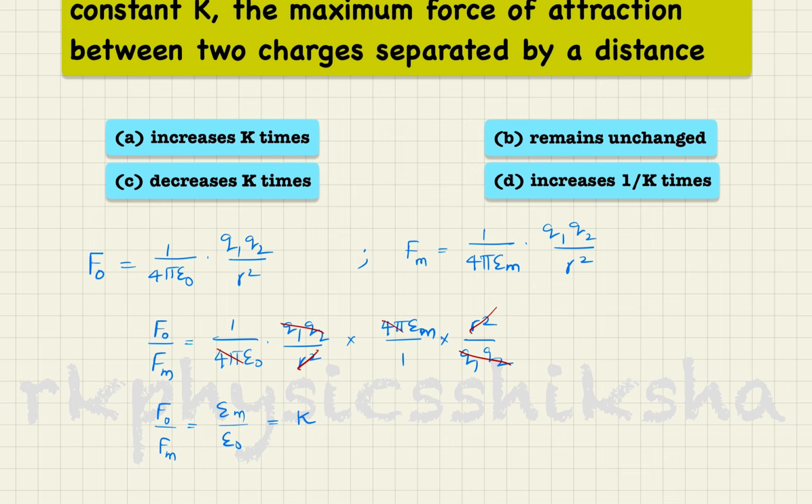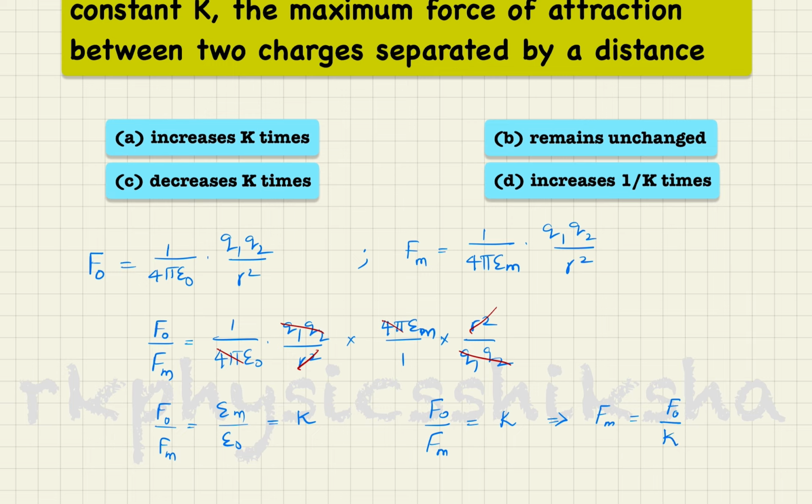So using this relation we can conclude whether the force of attraction between the two charges separated by a particular distance, which we have considered as R, is going to increase by K times or decrease by K times. So for that I'll take this relation, F naught by Fm, that is force between the two charges in air divided by force between the two charges in the medium, is equal to K. So that implies the force between the two charges in the medium after replacing air with the medium will be equal to F naught by K.